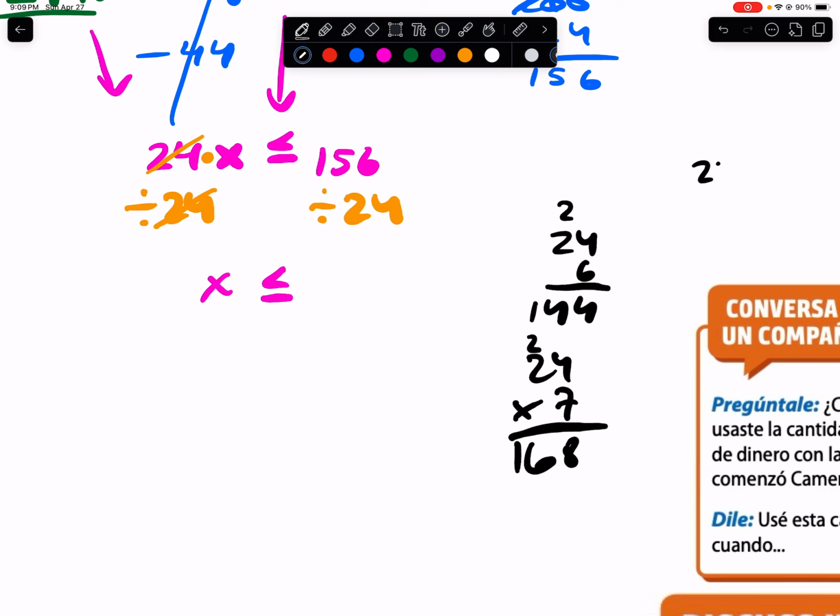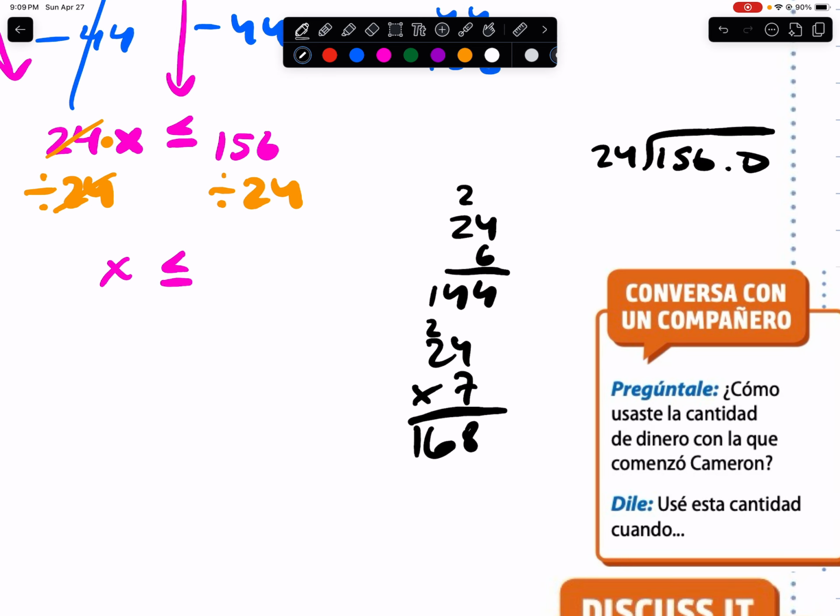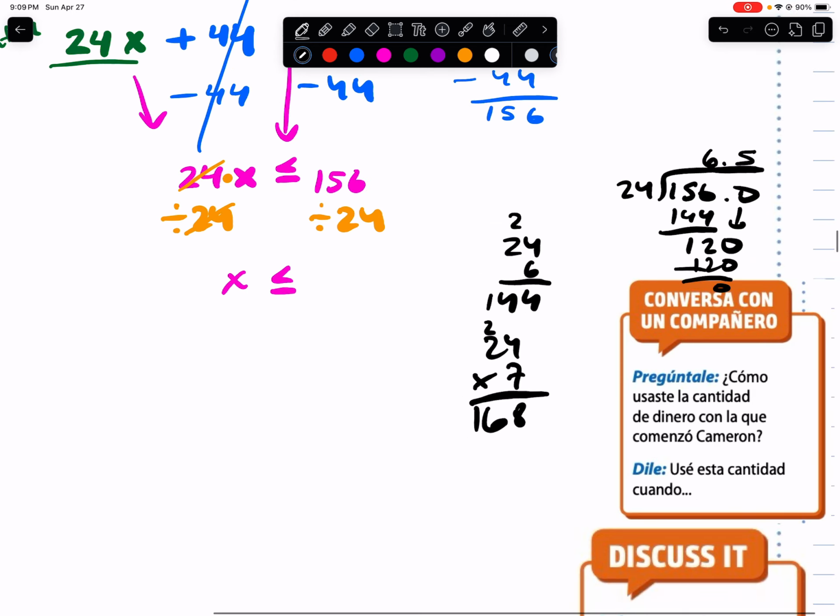So 6. 156 minus 144 is 12. Bring down that 0. Now, would that be 5? Yeah, 5. There you go, 6.5.